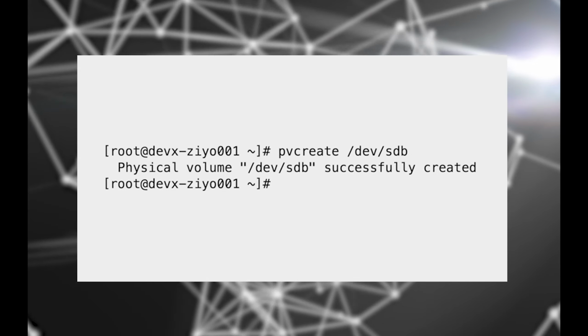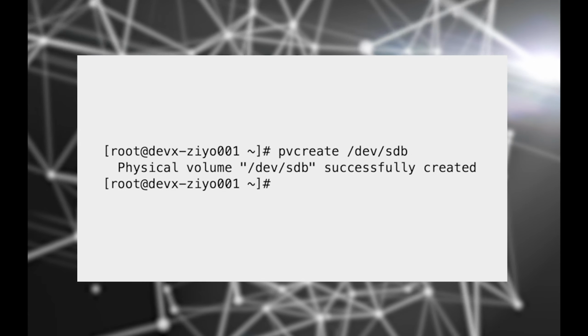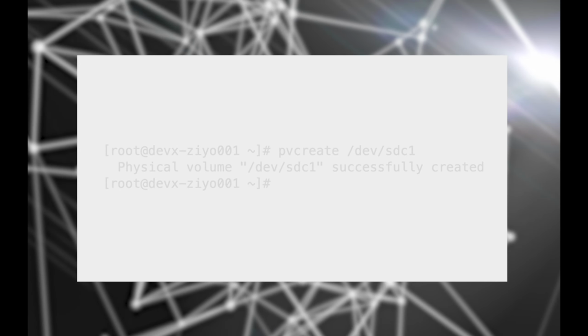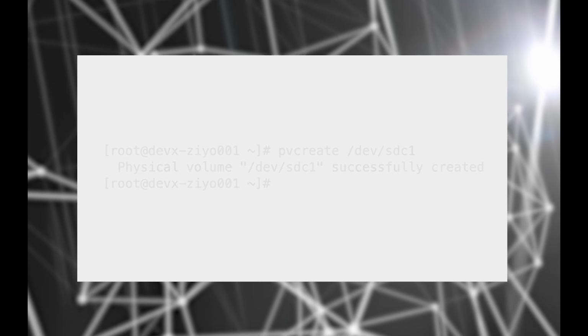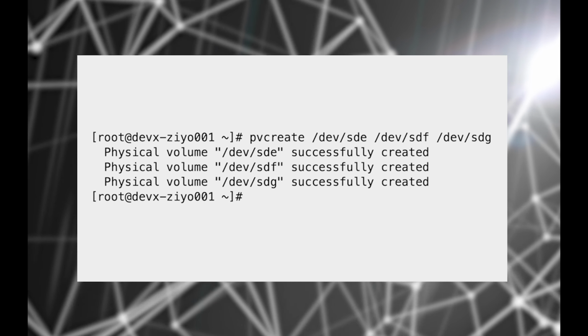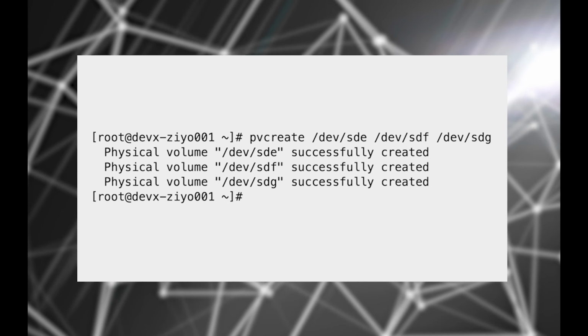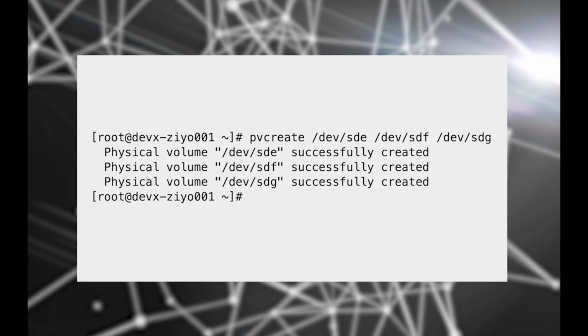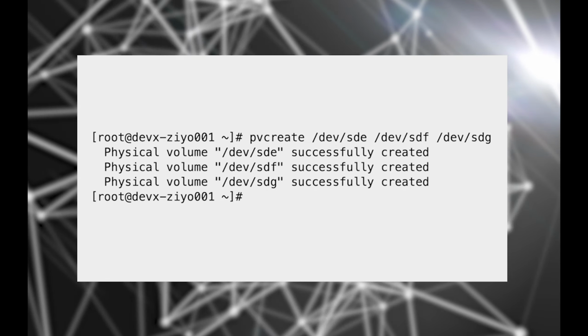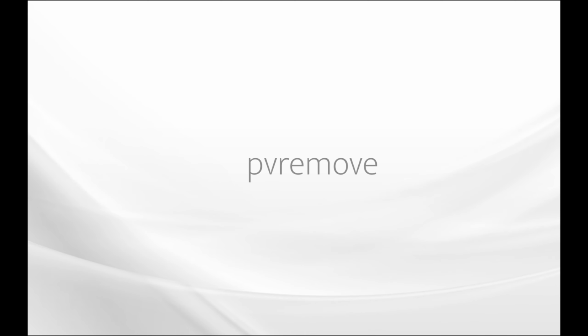Use the pvcreate command to add devices to LVM. This example shows how to add a disk or a hardware RAID device to LVM. This example shows how to add a partition to LVM. And you can also add multiple disks or partitions as a target to pvcreate. This example adds 3 disks to LVM. You can remove physical volumes from LVM using the pvremove command.